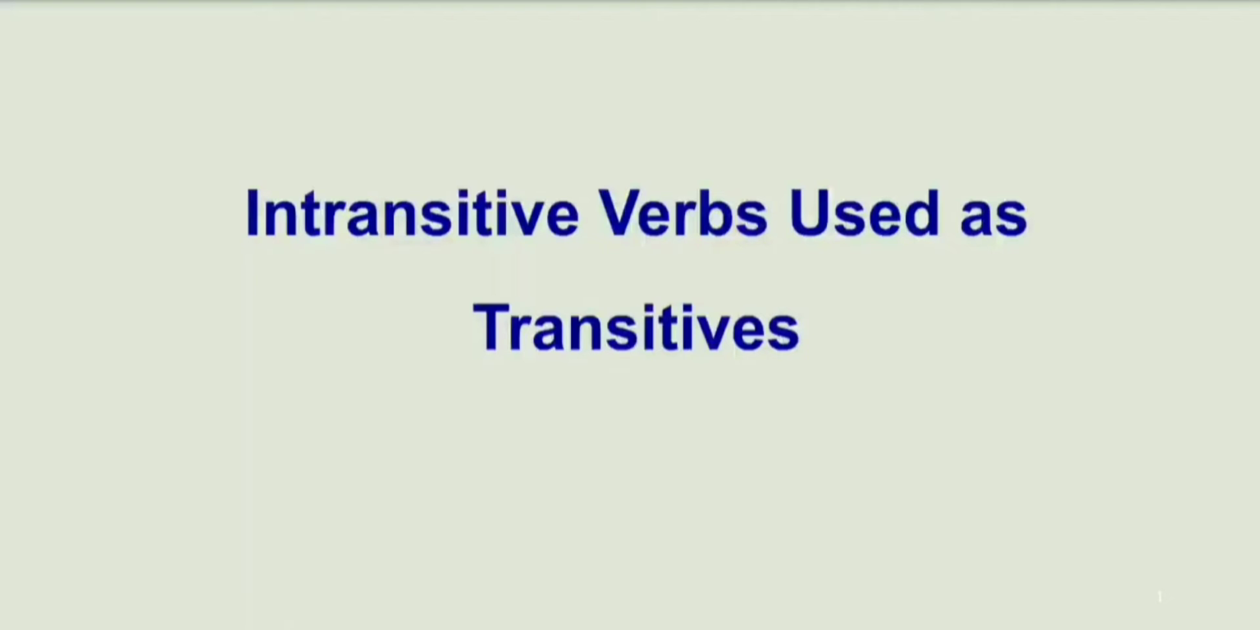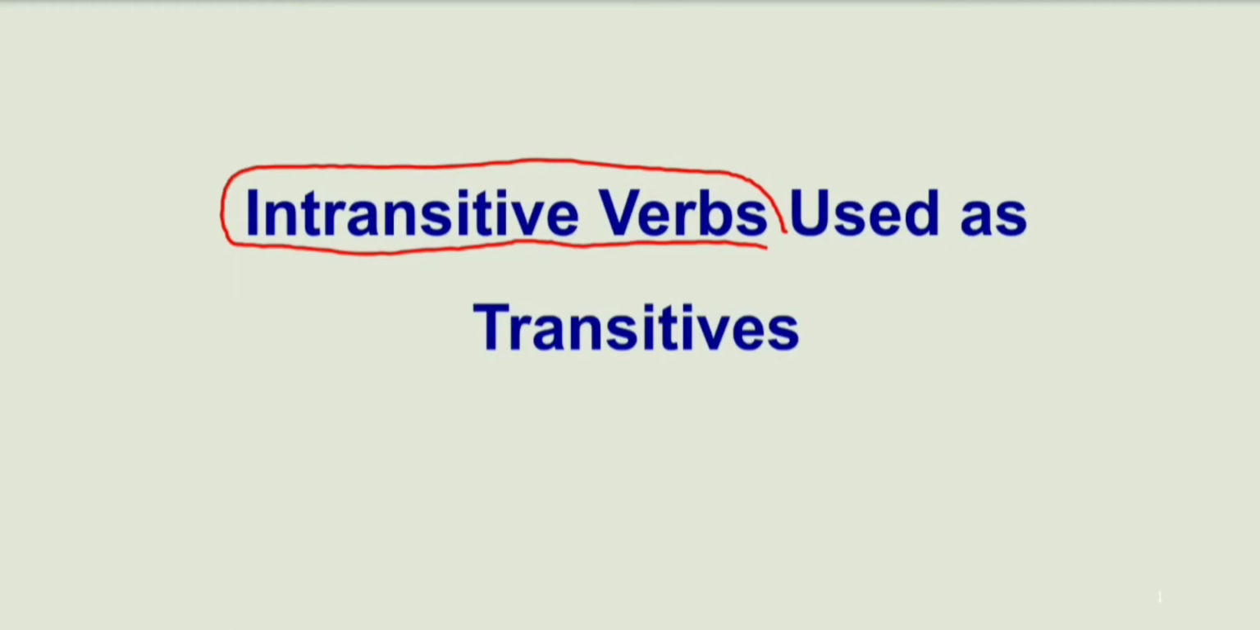Some nouns and verbs are like intransitive. Earlier, we have learned more about the intransitive and transitive verbs. Verbs have two categories in their usage. Either they are used transitively, or they are used intransitively. In this video, we will be discussing the intransitive verbs used as transitive verbs. Here are the examples.